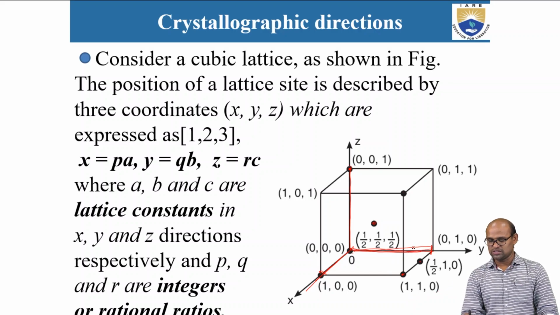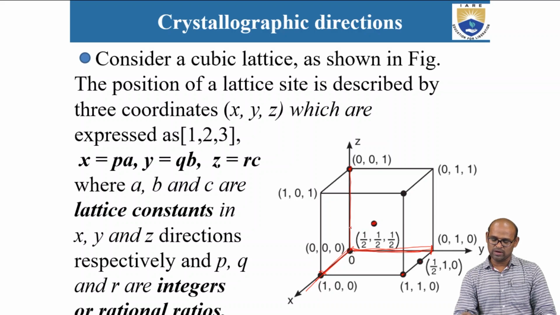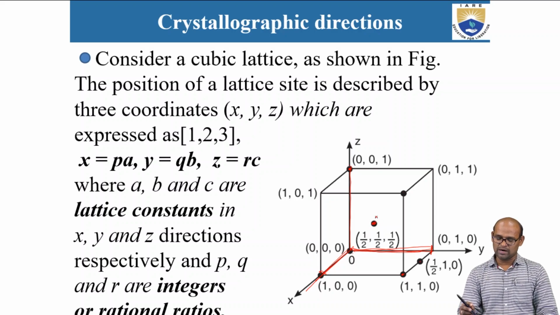Similarly, this is the y axis. So x is 0, z is equal to 0. So 0 comma 1 comma 0. This is the x axis, so 1 comma 0 comma 0. Right. So this is a body centered atom. So you have 1 by 2 along the x axis, 1 by 2 along the y axis, and 1 by 2 along the z axis. That is the reason why the index of this body centered atom is 1 by 2 comma 1 by 2 comma 1 by 2.